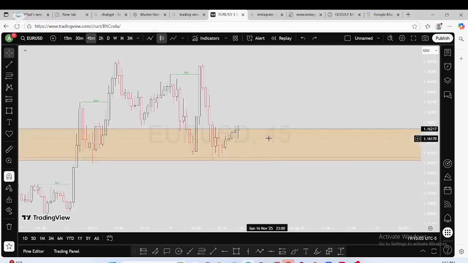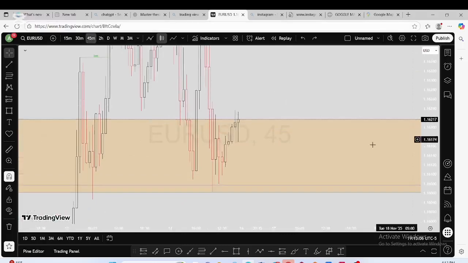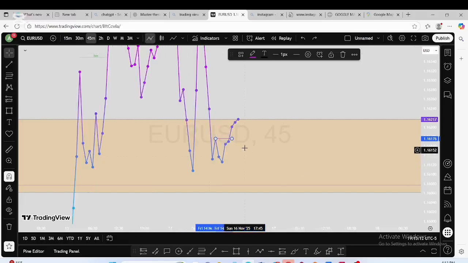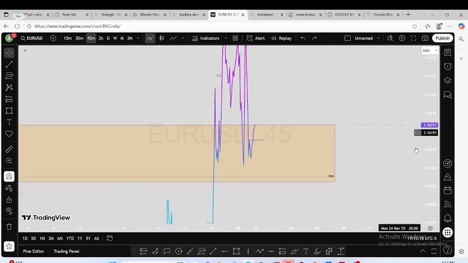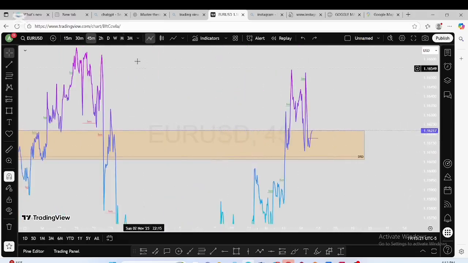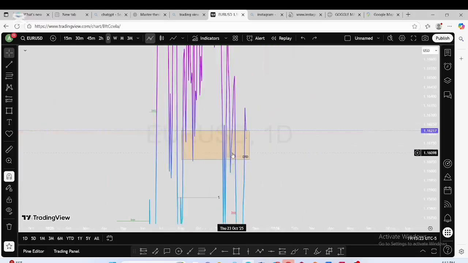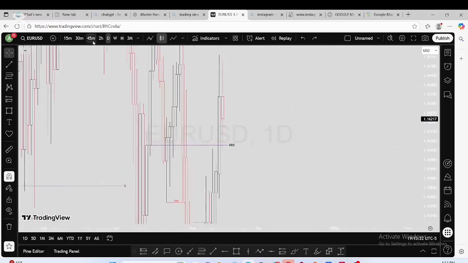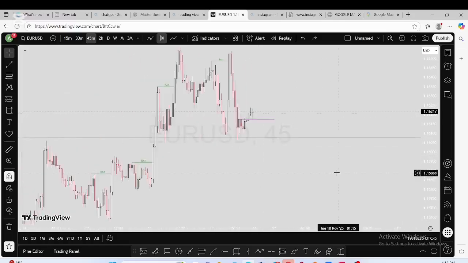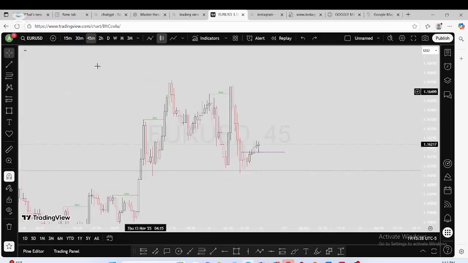So let me check 45 minutes. Okay, 45 minutes did what? Gave us a break of structure to the upside. See, 45 minutes has confirmed the break of structure for us. So 45 minutes, 2 hours did not confirm break of structure, but 45 minutes did confirm a break of structure, and this is another break of structure here.